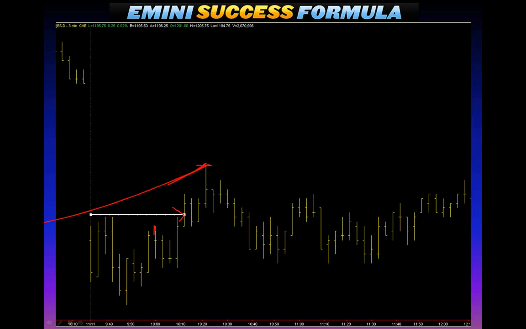You would have been in at 7 1/4. The market ran up to 9 1/2. So yeah, 2 points. Yep, 2 1/4. It gave you 2 1/4 from the breakout.